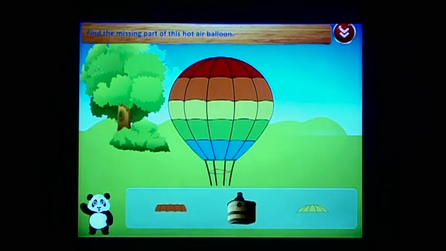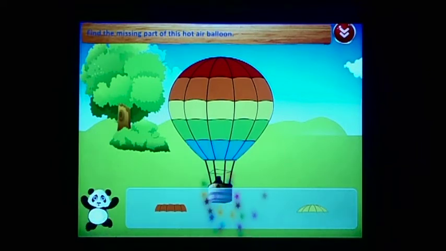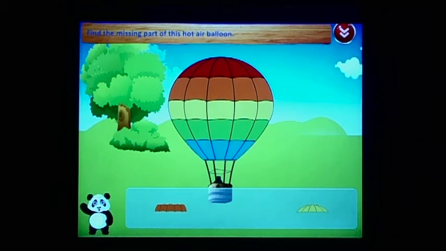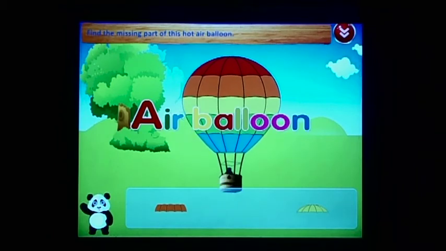Find the missing part of this hot air balloon. You did it! It's called a gondola. A for air balloon.